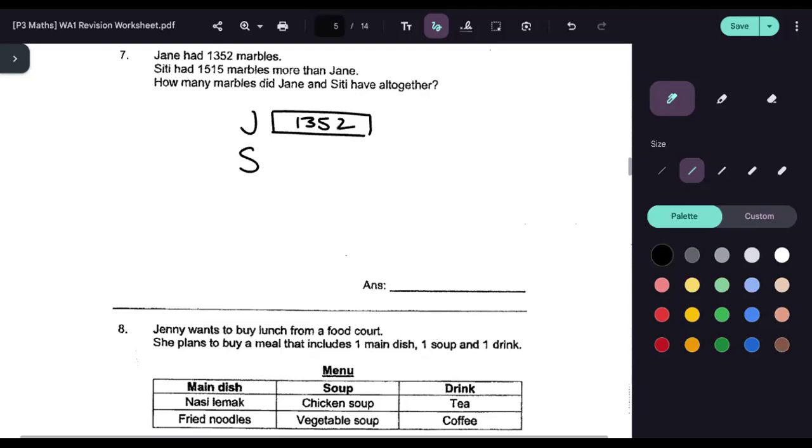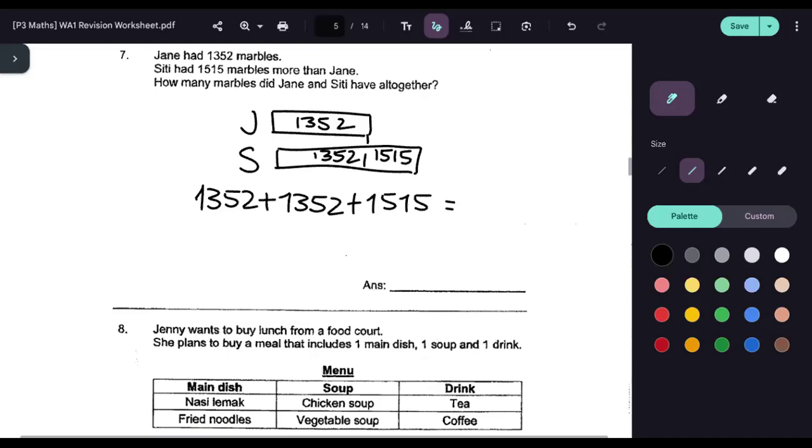Sydney has 1515 marbles more than Jane. So this will be an extra 1515. This is 1352, right? So there are two ways to do this. One, you use 1352 plus 1352 plus 1515. You can get your total, which should be 1352, 352, 1515. So you can get this 4219.